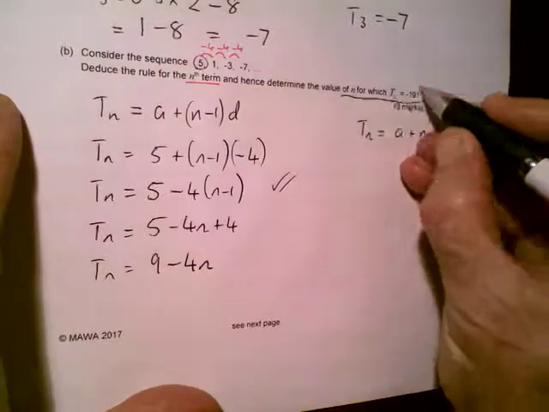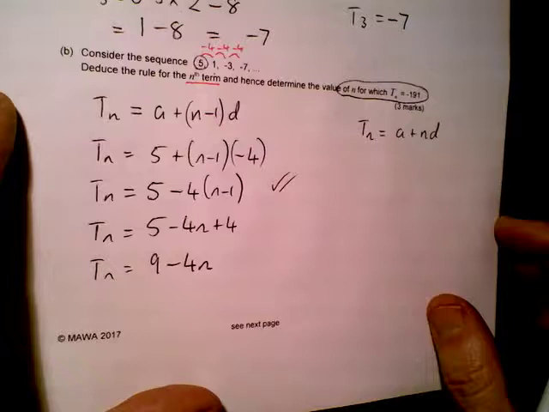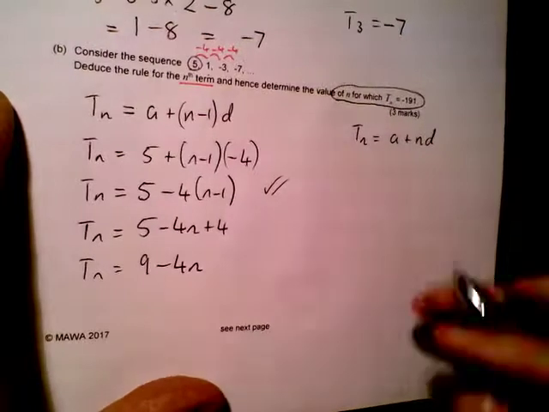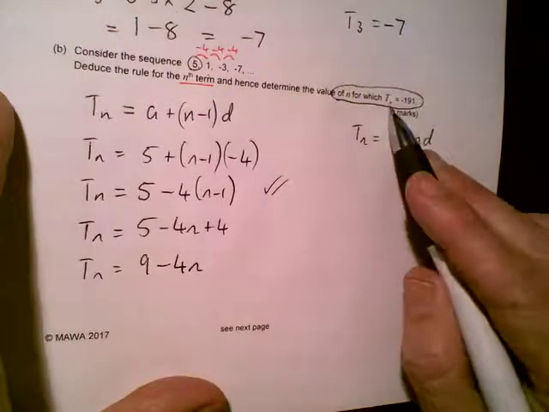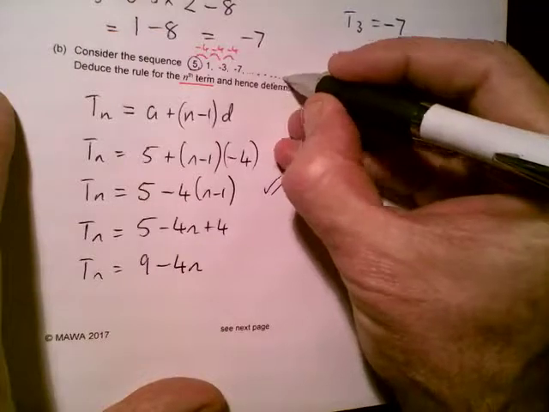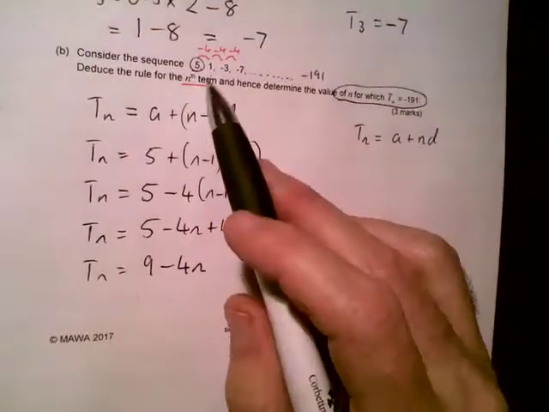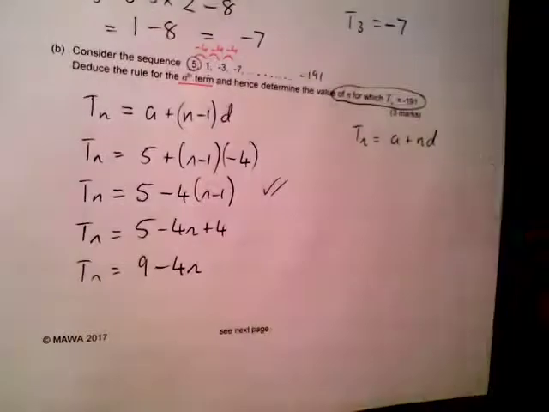Okay, the second part of this question was this little one here where we want to determine the value of n for which Tn is equal to -191. Now you've got a couple of options on this one. We can do a bit of trial and error perhaps. So if you're looking at the term -191, that's going to be a long way down here. You're going to be going a fair way down to that -191. Now you can see we've got first term, second term, third term, fourth term.